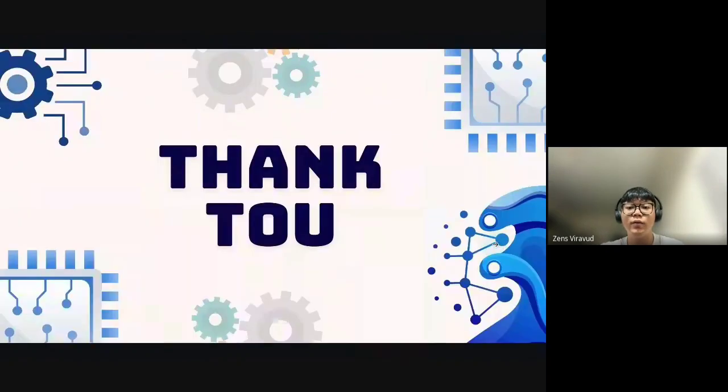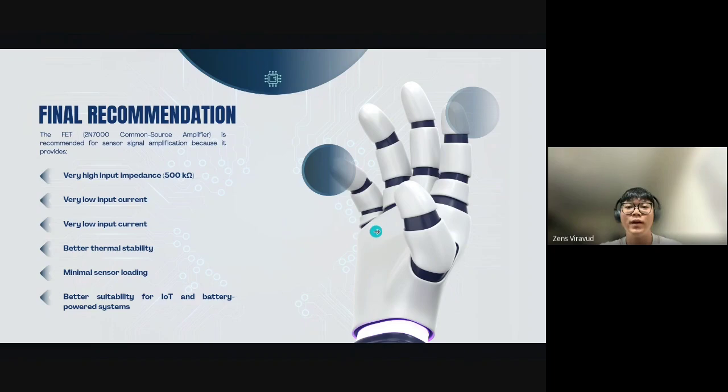Next, I will go back to the previous slide. Okay, so our final recommendation based on our comparison is that we recommend using the FET common source amplifier for sensor signal amplification applications. Although the BJT amplifier provides a higher voltage gain, the FET offers several advantages that are more important for sensor systems. These include very high input impedance, low power consumption, better thermal stability, and minimal loading on the sensor output.